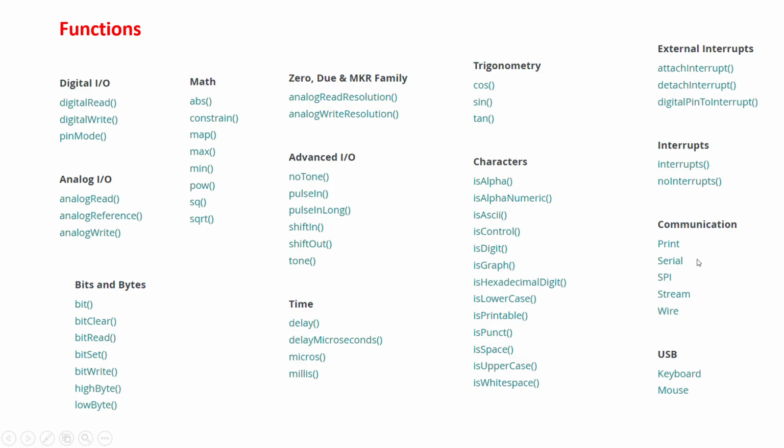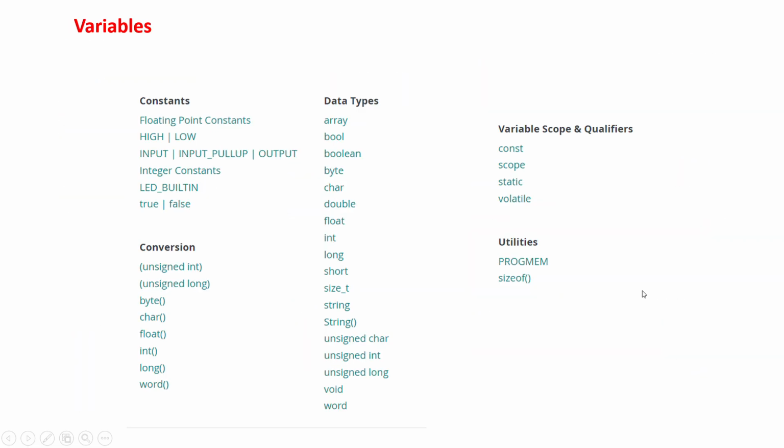Nothing but we are going to have Serial.print and Serial.println, println for a line. Print is used to stay in the same line. Yes, and next for USB connection, we are going to use keyboard and mouse functions. Yes, now coming to the variables, constants, which means we can't change them.